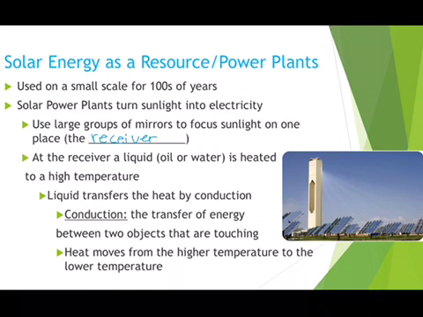So at the receiver, there's a liquid, usually oil or water, and all this sunlight being concentrated right there heats that oil or water to a high temperature, and then that liquid will transfer heat by conduction. And conduction is a method of heat transfer between two objects that are touching.